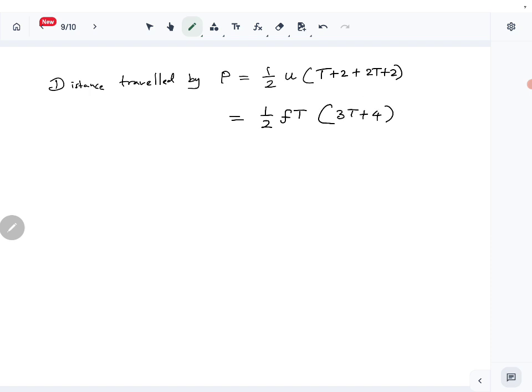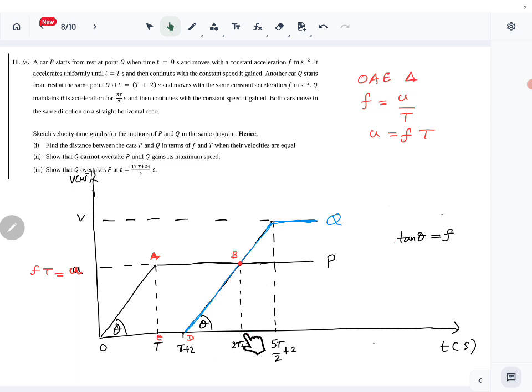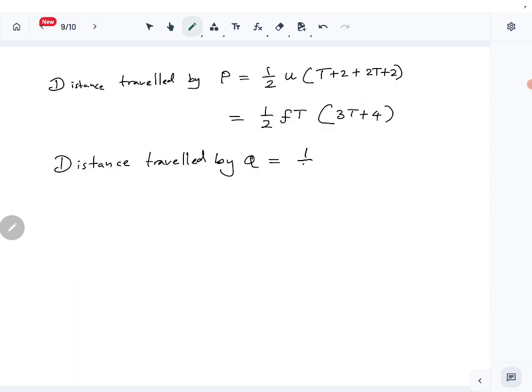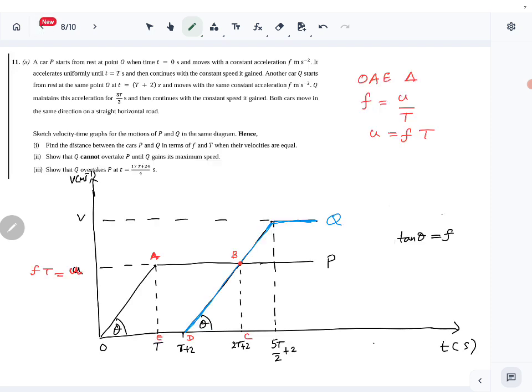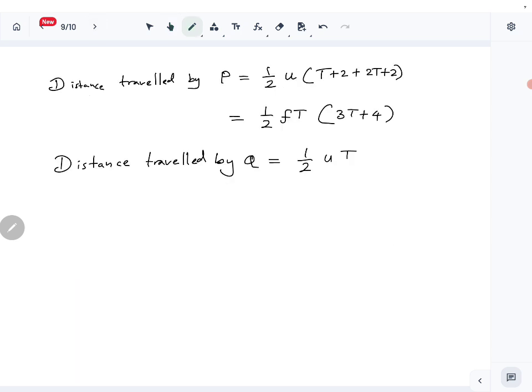So this is the distance traveled by P. Then the distance traveled by Q is given by the BCD triangle, half u into T. This base length is T, no? So therefore half u into T. u is fT, we found. So half fT square, right?